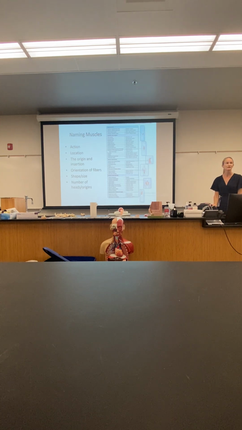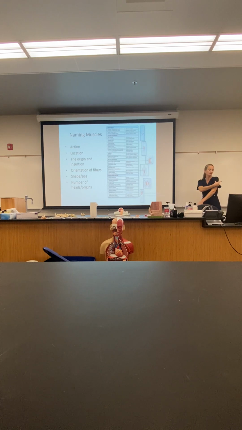Shape and size. The trapezius muscle looks like a trapezoid. The deltoid muscle looks like the Greek letter delta, which is triangle shaped. Pectoralis major is much larger than the pectoralis minor, just deep to it. Gluteus maximus is larger than gluteus medius. So the shape or the size is sometimes a part of the name.